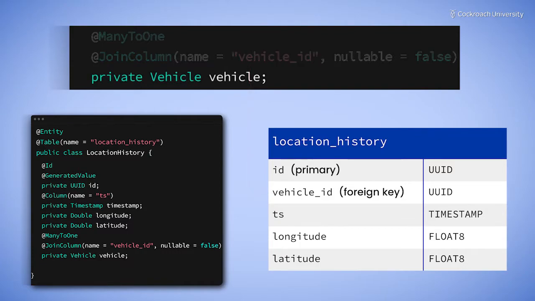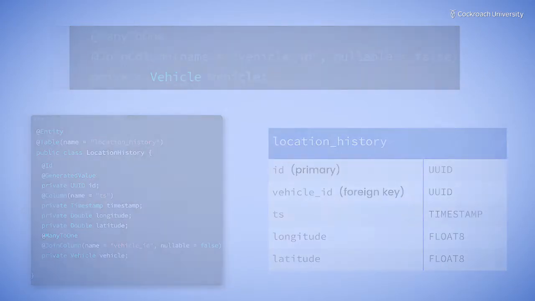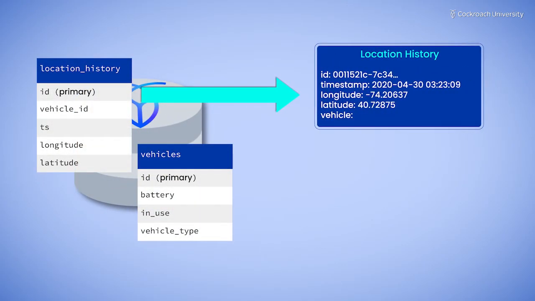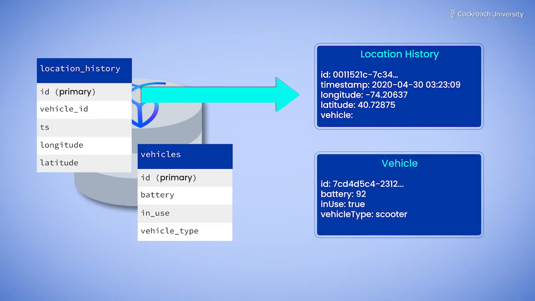Now we come to one of the most important ways that entities bridge relational tables to objects. The type of the vehicle property is not UUID, as you might expect if you just extracted the data from the table. The type is Vehicle. That is, the vehicle property contains a reference to an instance of the Vehicle entity object. The best part is this happens automatically. Whenever JPA instantiates a location history object from the database, it will also create a vehicle entity instance for the corresponding row in the vehicles table.